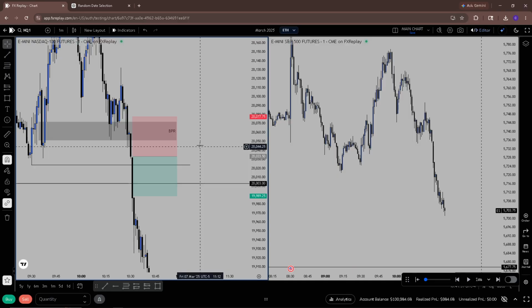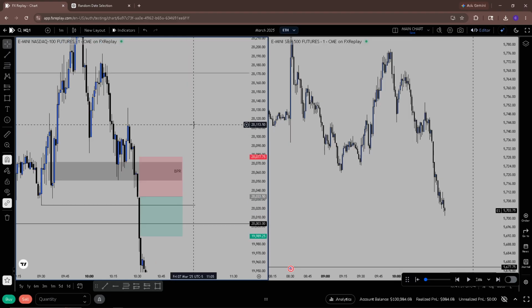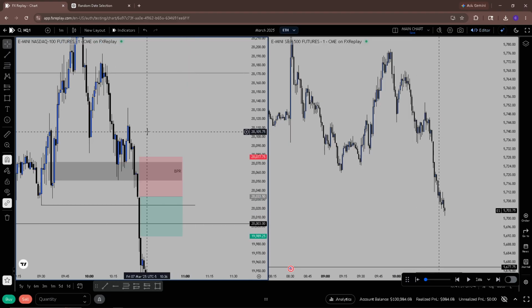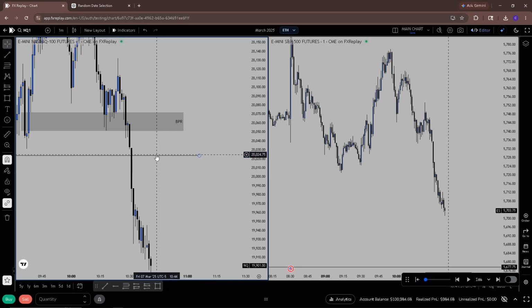But once I saw that BPR get inversed, right? Price held it for as much as it could. Inversed, came up, delivered out of this 5-minute, and then we got the 1-minute BPR inversion. I like that a lot. So perfect. Good stuff.